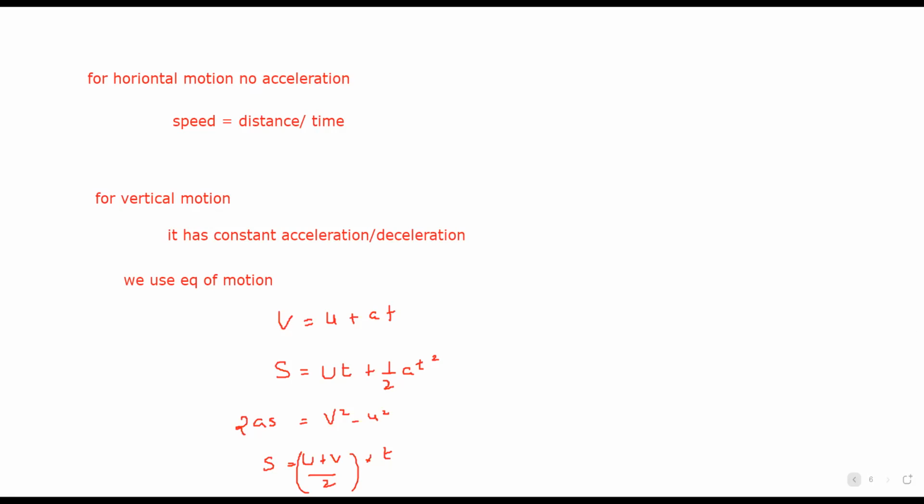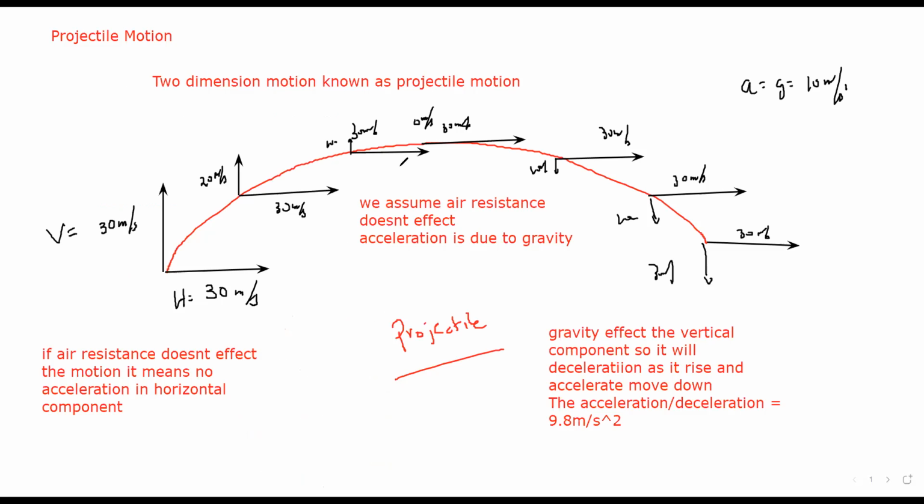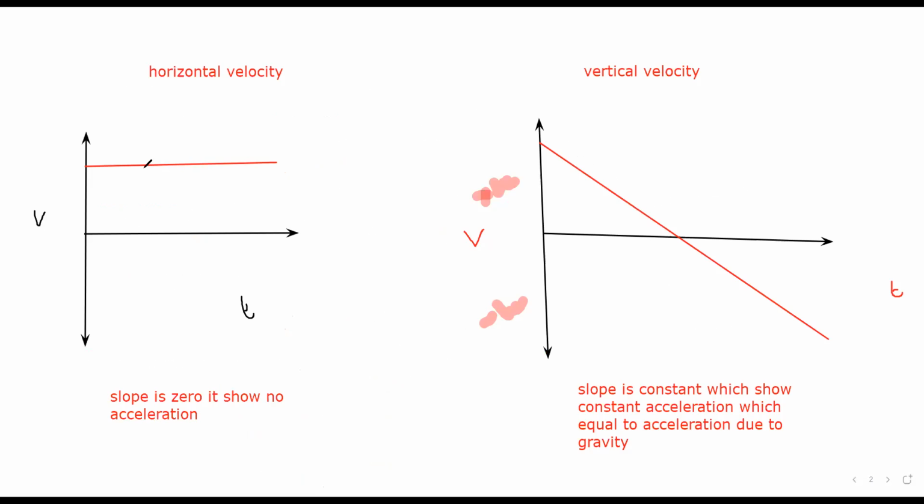I'll share another link for the session and discuss questions related to projectiles. A projectile motion is a two-dimensional motion. Horizontally, there is no acceleration. Vertically, it accelerates and decelerates, which is due to gravity. The vertical component changes throughout the motion, but the horizontal component remains unchanged. So if we make a velocity time graph, for horizontal it will be constant, whereas vertical velocity, if we sketch it, will be maximum in the beginning, start to decrease, and eventually increase.